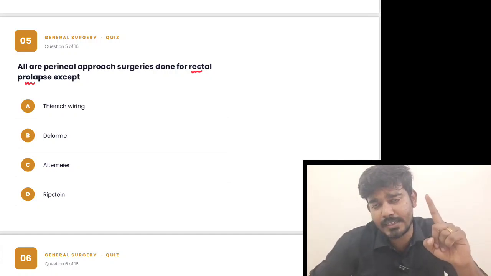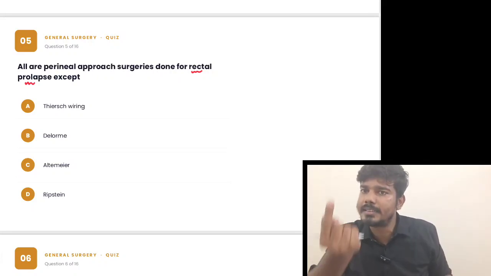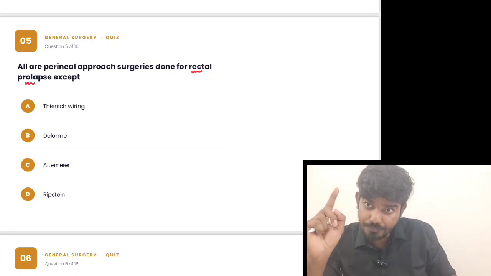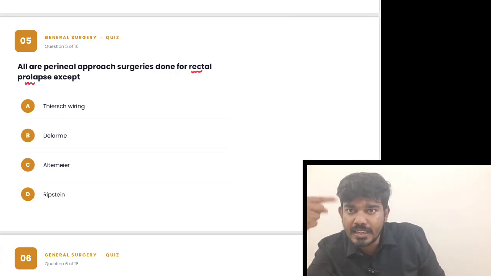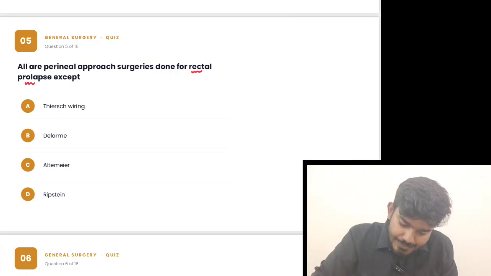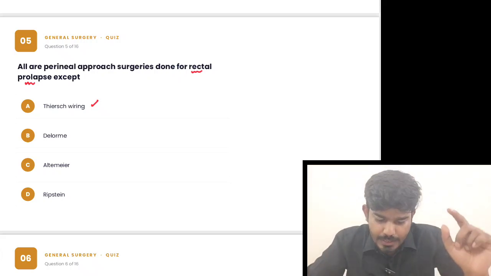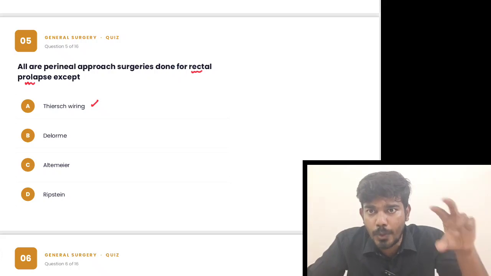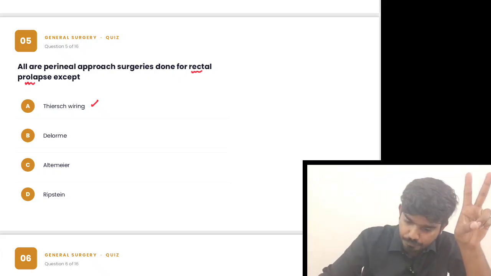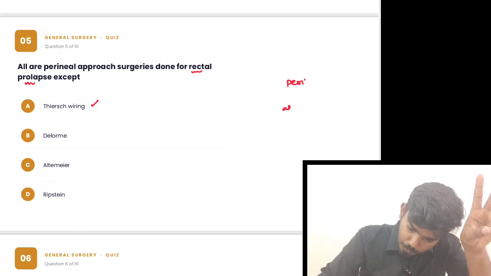the first thing that is done? We have to reposition it inside with the help of the fingers, digital repositioning. That is the immediate first step. Even after doing this, if it is recurrent, we are going to go for Thiersch wiring in case of a partial rectal prolapse. Here the question is about a complete rectal prolapse. For complete rectal prolapse we are going to do two approaches: one is a perineal approach, another one is an abdominal approach.